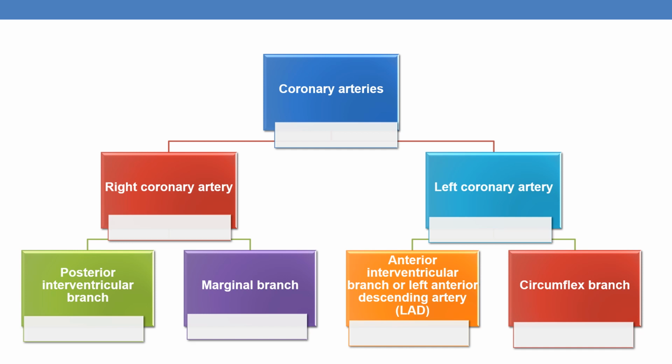Now coming to coronary arteries. There are mainly two coronary arteries, the right coronary artery and the left coronary artery. The right coronary artery is divided into the posterior interventricular branch and the marginal branch. Whereas the left coronary artery is divided into the anterior interventricular branch, or left anterior descending artery, LAD, and then the circumflex artery.